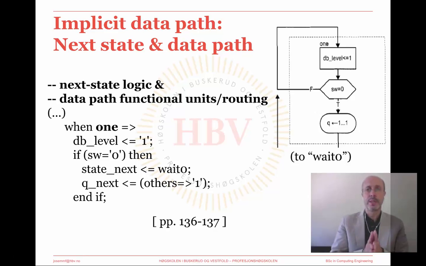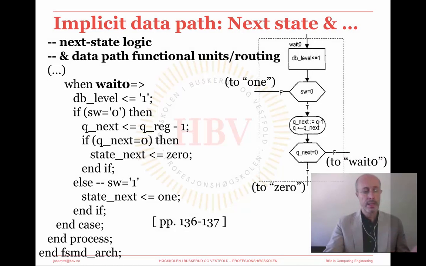But you can pause the video at this point and go through this correspondence by yourself. And likewise for the final slide, where you can find the code for state wait 0. Again, it's just a direct replica of the corresponding ASMD chart block shown on the right. So pause the video again at this point here for a minute and check the correspondence between the VHDL statements and the ASMD chart operations on the right.